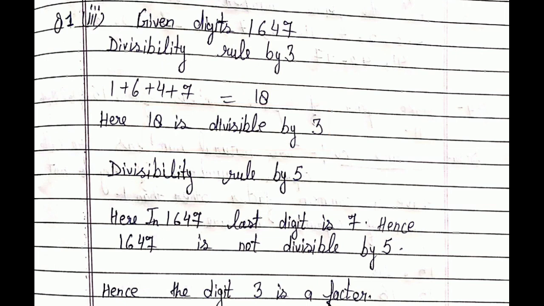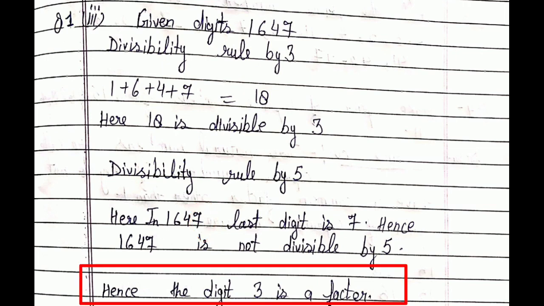Here the last digit is 7, which is not divisible by 5, and we know according to the rule, if the last digit is 0 or 5, then only the number is divisible by 5. But here it is 7, so this number is not divisible by 5. Hence 3 is a factor of this number.